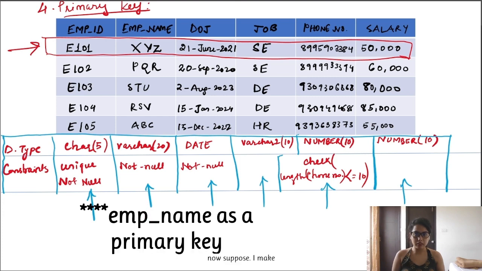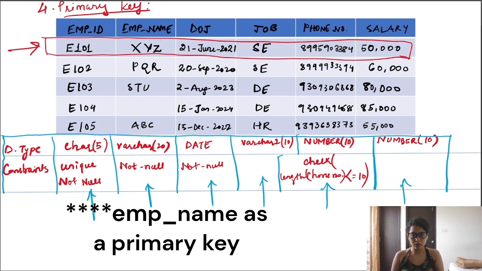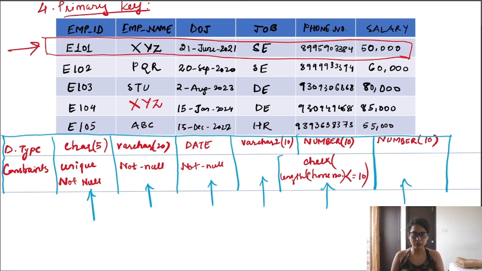Now suppose I make my employee name as an employee ID. Employee name can be same, right? We can have two people with the name Ayush, or with Kinjal two people, right? So if I say I want an employee name Ayush or Kinjal detail, what will happen? I'll get the detail of both of these records, right?